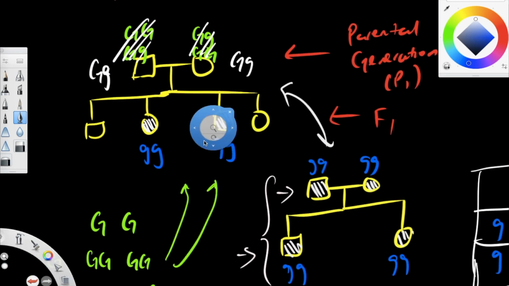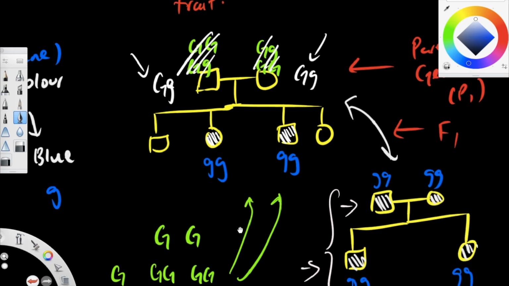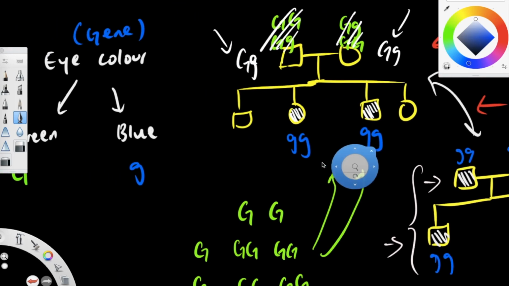So yeah, in this case, we can see that it skipped a generation because these parents are carriers, so they are not affected, but they carry the allele responsible for our trait of concern, right? So therefore, they skip a generation because they're carriers, and carriers are possible for autosomal recessive, and carriers are not possible for autosomal dominant, because the carriers would actually be affected in the case of autosomal dominant, because the dominant allele would override the recessive allele.